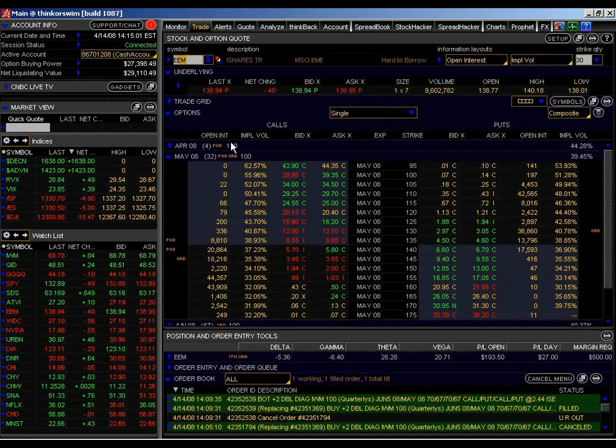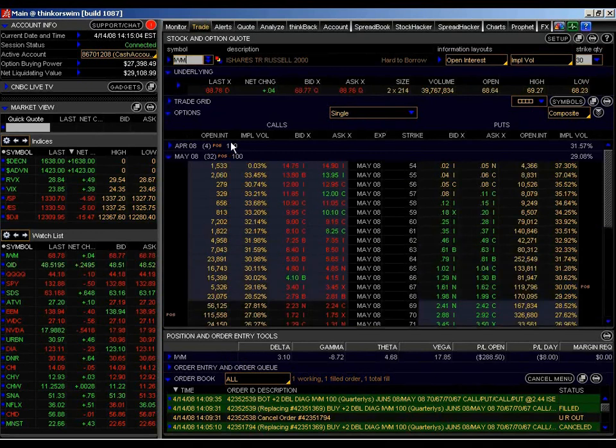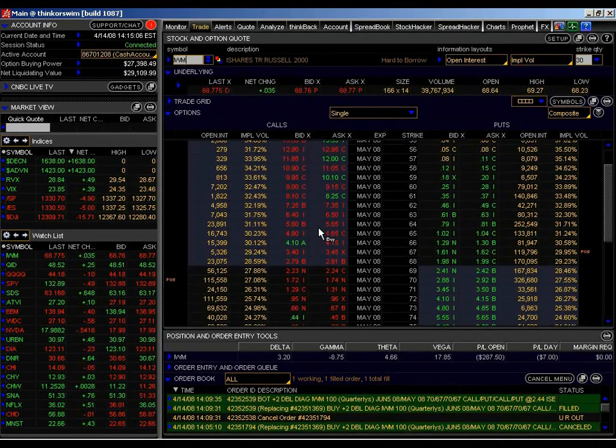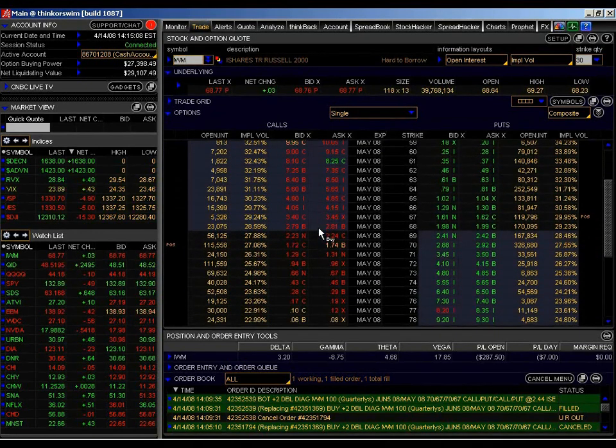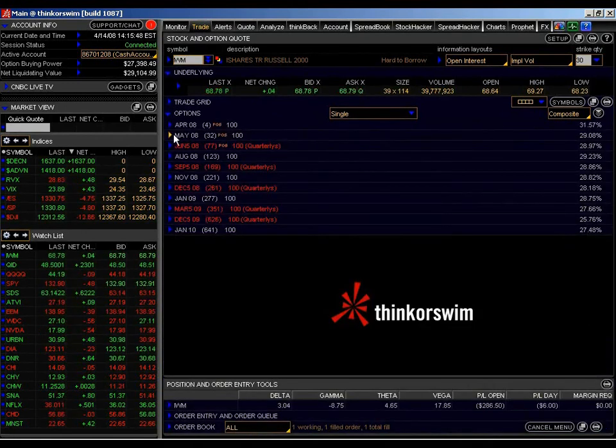And also we have the Russell 2000, which is a much broader index of 2,000 stocks. So that is how we set that up, and as always, trade with confidence.